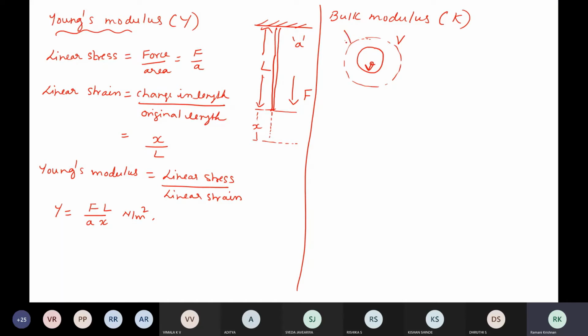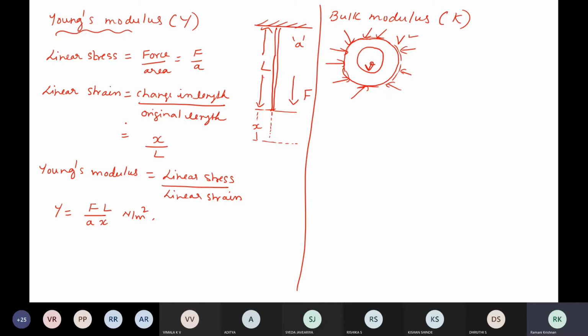Now what has happened? We apply pressure or force normally in all the directions. Force is applied uniformly and normally in all the directions of the sphere. The original volume of the sphere is capital V, and because of the compression, or I can expand also, the volume has to change. So here compressive stress is acting.